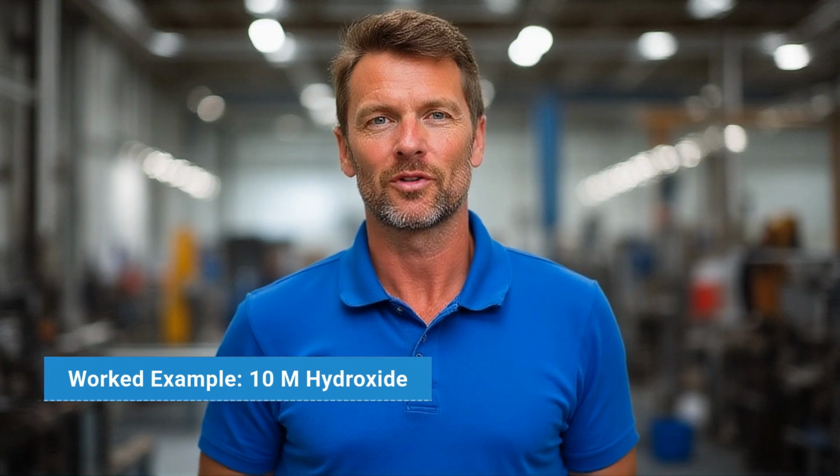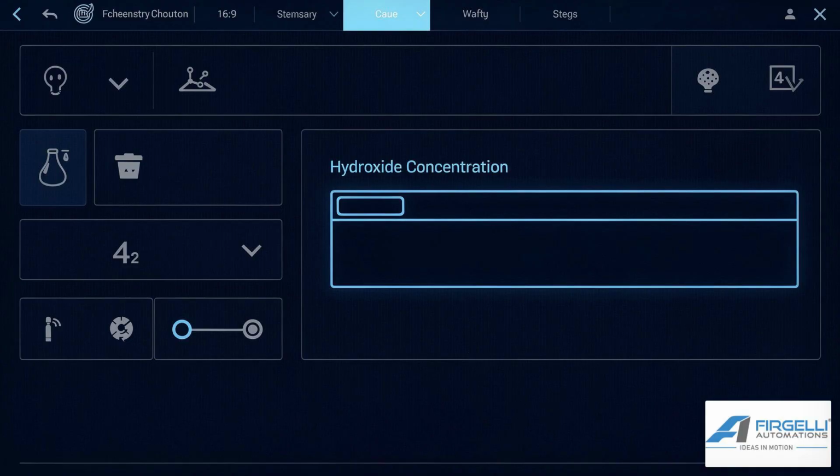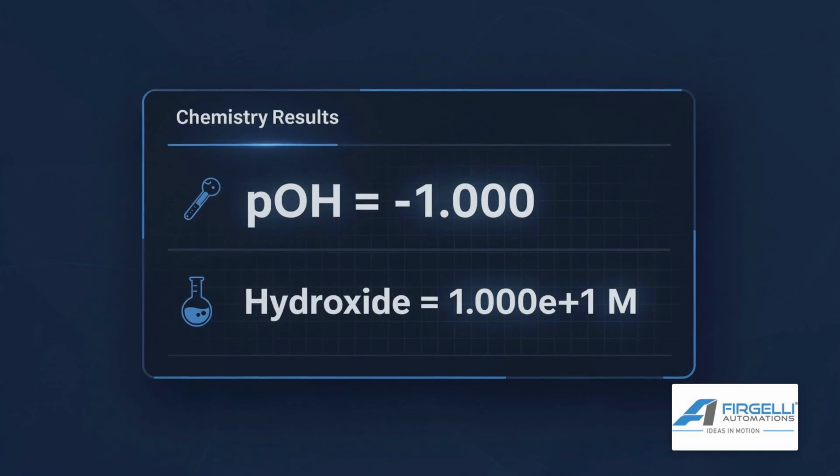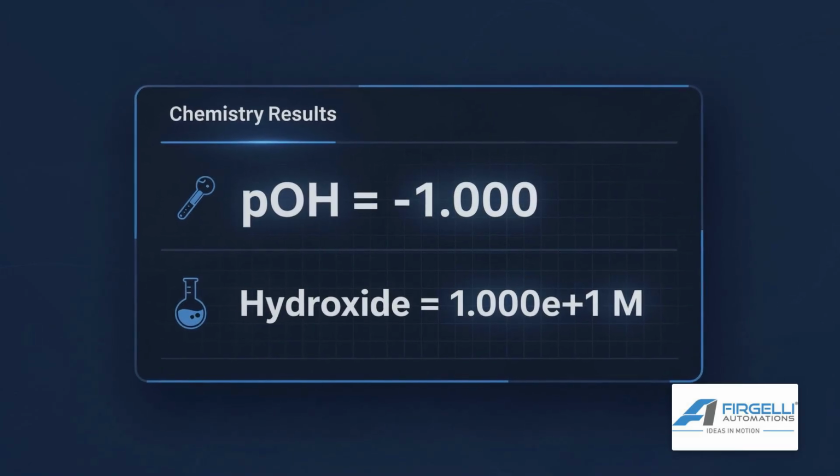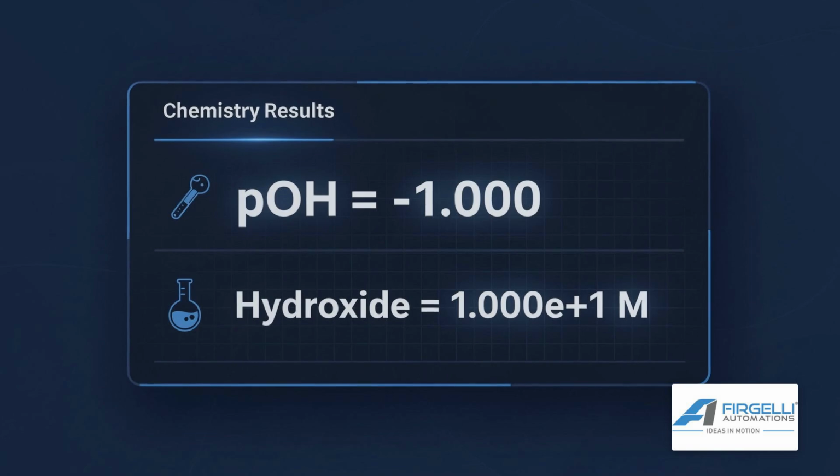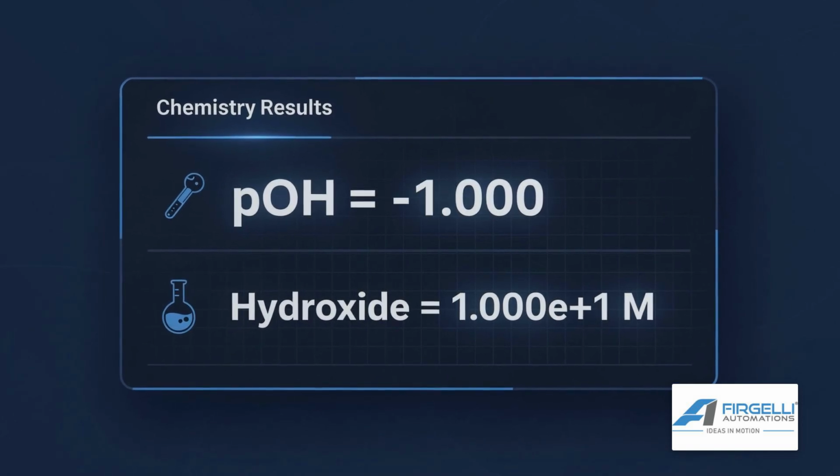I'll enter 10 molar for hydroxide concentration, keeping the default Kw at 1E-14 and temperature at 25 degrees. After clicking Calculate, the results show pOH equals -1.000, confirming our hydroxide concentration at 1.000E+1 molar.